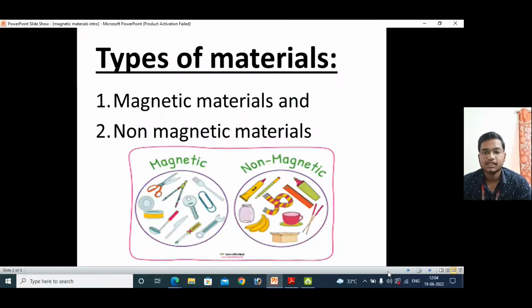Firstly, the materials are classified into two types based on their magnetic property. One is magnetic materials and the other is non-magnetic materials. Here, in the given picture, we can see the magnetic materials and non-magnetic materials. In magnetic materials, most of the items are made of iron, which is attracted to the magnet. And here are non-magnetic materials, which are made of other than iron, so they do not stick to the magnetic material.